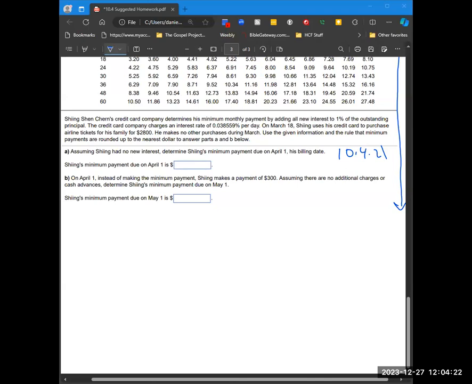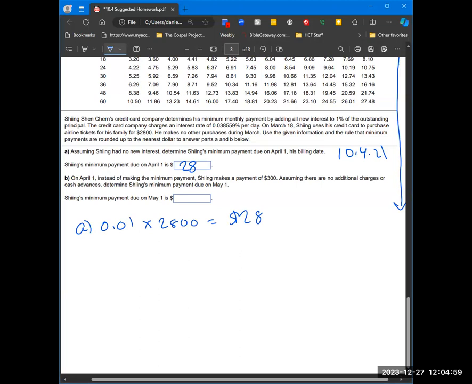So the first thing that I want to do is take 1% of this purchase that he made, as that's going to be his minimum payment for March. So for part A, we have 1% of $2,800, which is going to be $28. So that's going to be my answer here for part A.